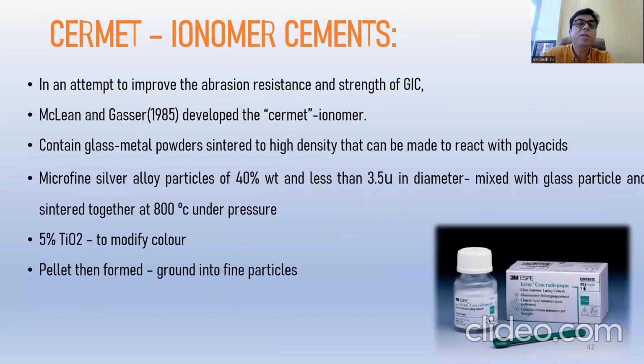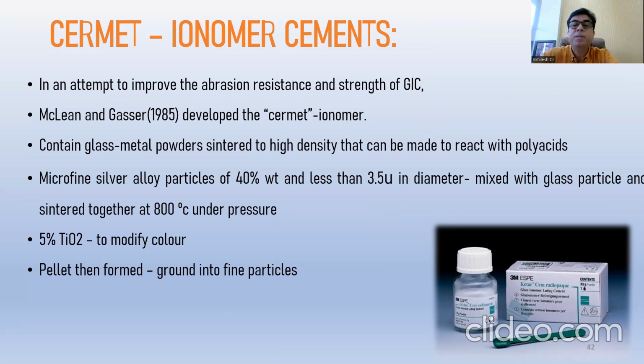So when it comes to the cermet ionomer cements, it is an attempt to improve the abrasion resistance and strength of the GIC. It was introduced by McLean and Geyser in 1985, who developed the cermet ionomer cement. This contained glass with metal powder sintered into a high density that can be made to react with polyacids. Here, microfine silver alloy particles of 40% weight and less than 3.5 microns in diameter are mixed with glass particles and sintered together at 800 degrees centigrade under pressure.